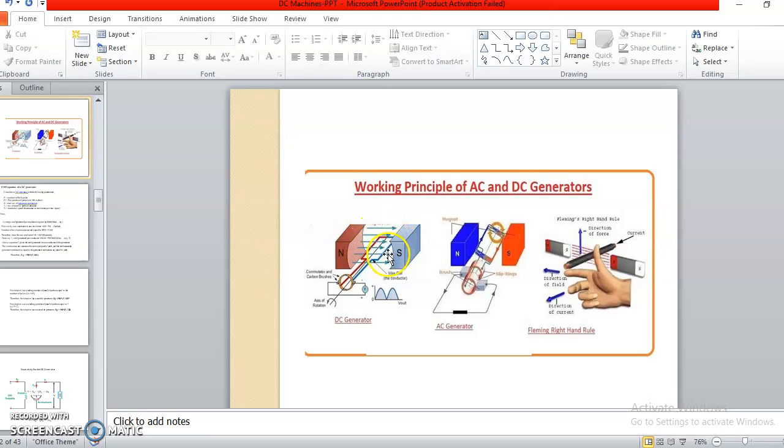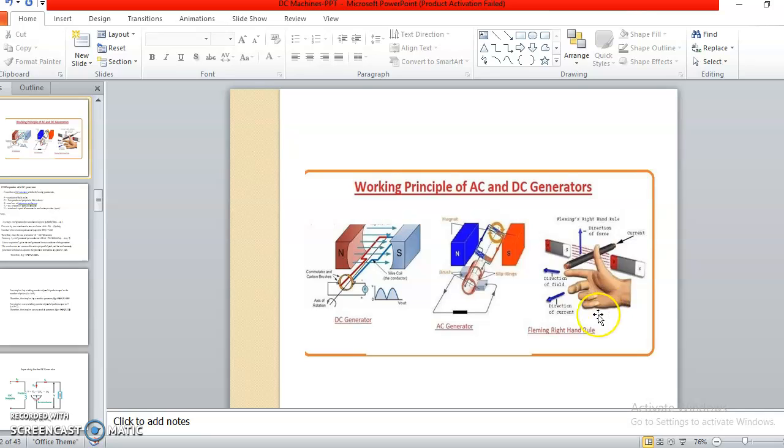The second input we give is mechanical input, the rotation of the shaft, provided externally. As the shaft rotates, it cuts the magnetic flux lines and EMF gets induced in the conductors. Using armature winding, we collect this induced EMF at the output side. The magnitude of that induced EMF is E = BLV, whereas the direction is explained by Fleming's right hand rule. At the corner of this PPT you can see Fleming's right hand rule explained for the DC generator. In this way we convert mechanical energy into electrical energy.